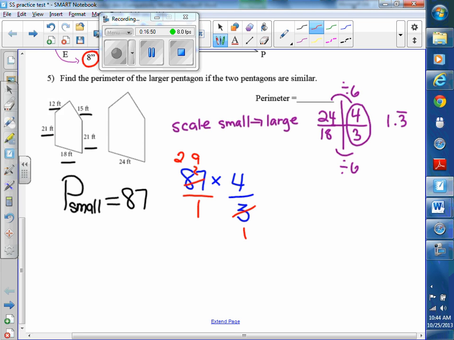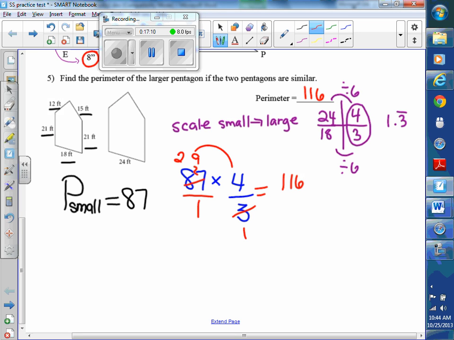And now I can do 29 times 4. 116. Yeah, that's what I got. So that's one way to do it. It works nicely. Okay. Yeah, there's surely a different way.